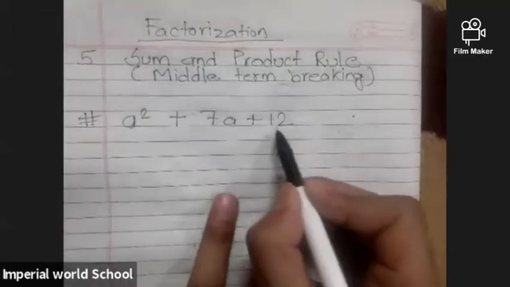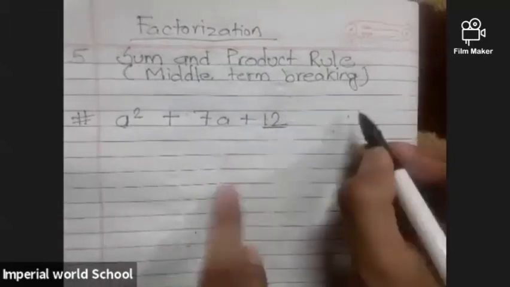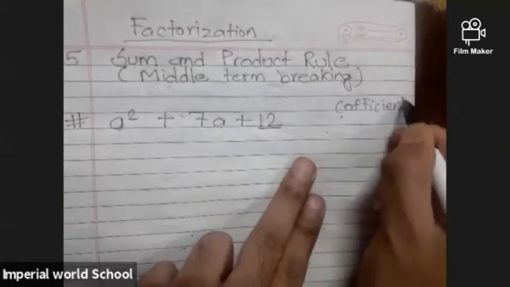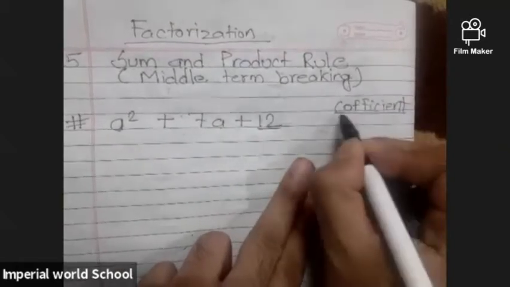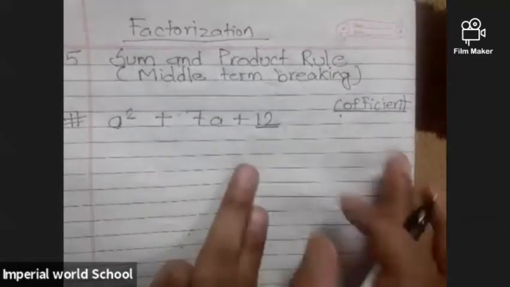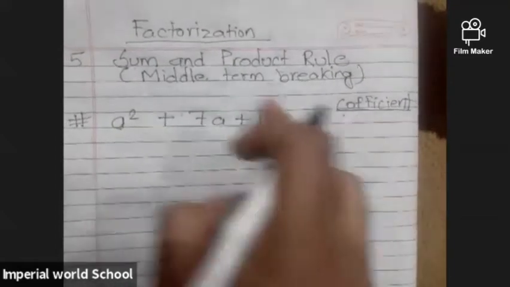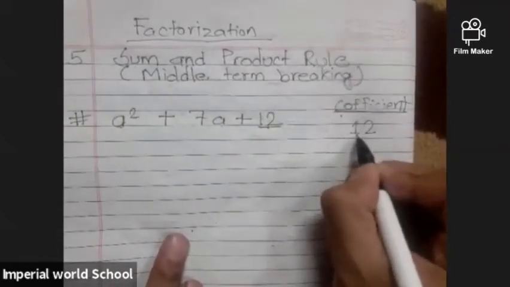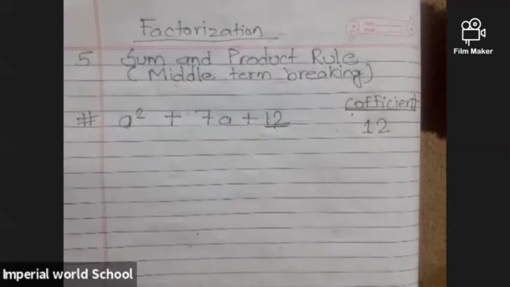So normally the last number, the constant number, is known as coefficient. Okay, so you can also note down this thing. So this is the first question you are doing, that's why you can note down every detail. So this 12 is going to be the coefficient of this entire equation. So now after knowing the coefficient, what is the use of coefficient? Now you need to understand a very important thing here.